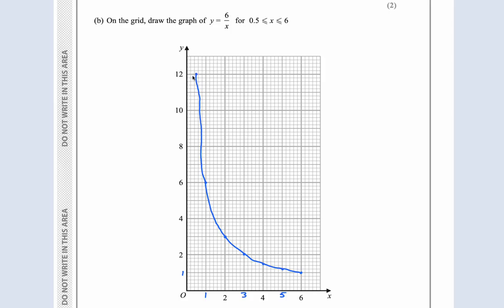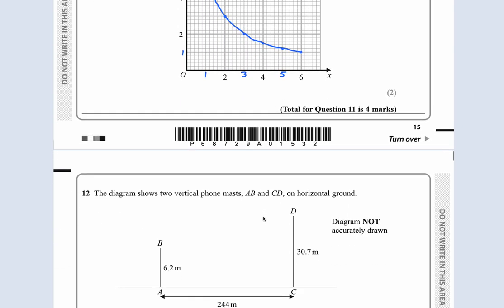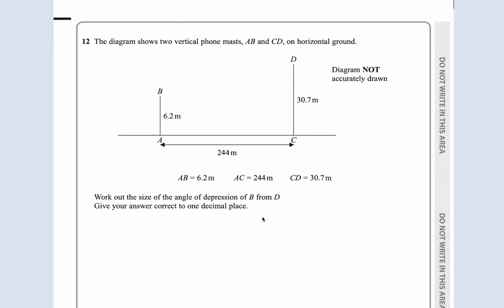You have to stop here and here. If you go further like that, you'll lose a mark. So be very careful, because it says from 0.5 to 6. That's 0.5, that's 6. An easy question, but also easy to lose marks on.